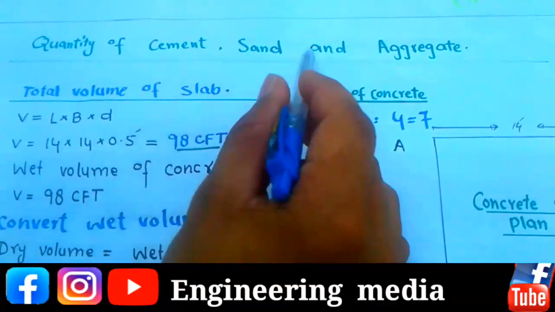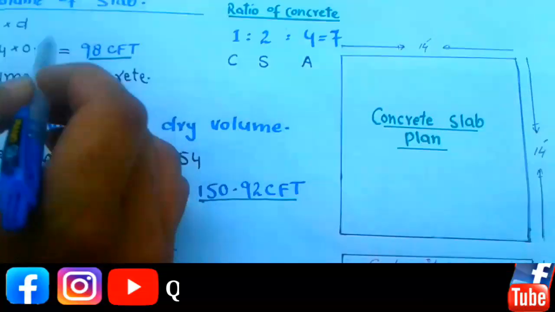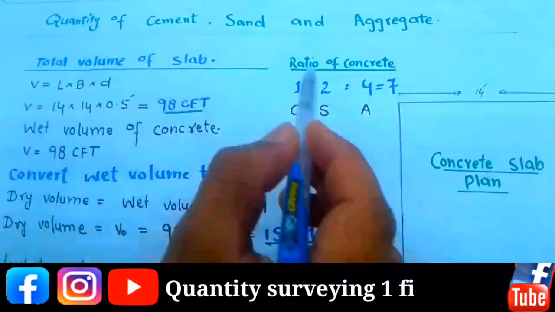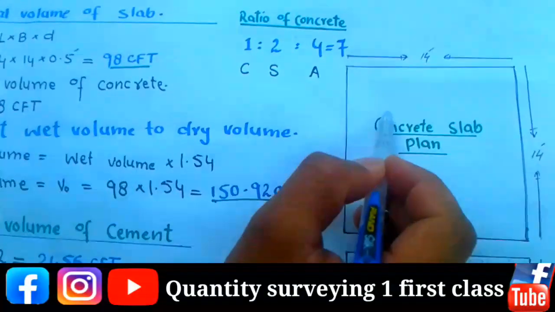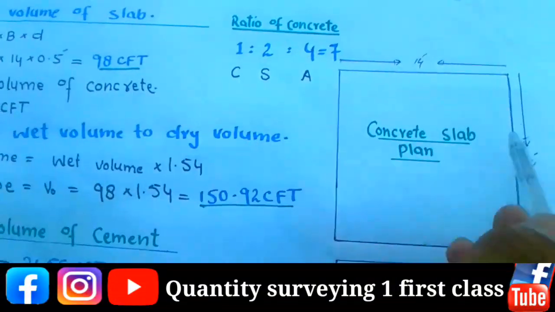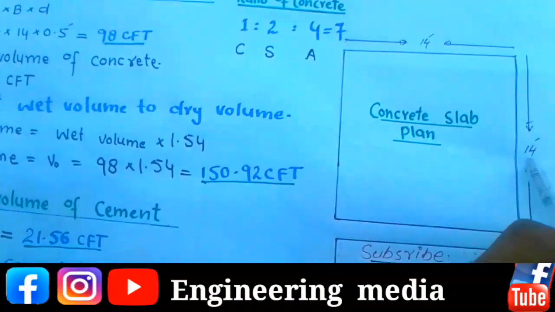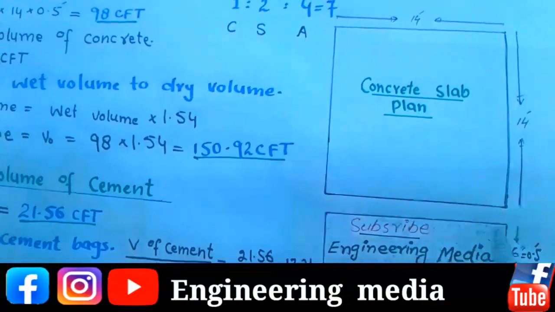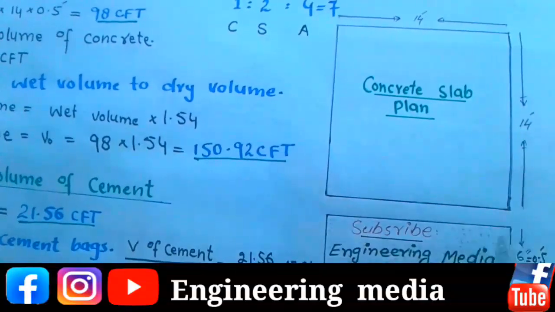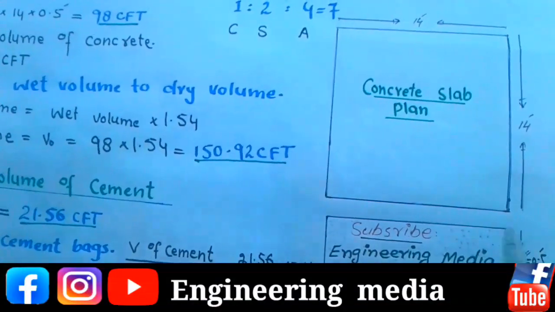Quantity of cement, sand and aggregate. This is a concrete plan. We have to find out the total volume of this slab. The length of this slab is 14 feet and breadth is also 14, and the thickness or depth of this cross section area is 6 inch or 0.5 feet.